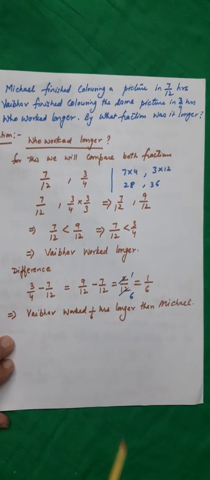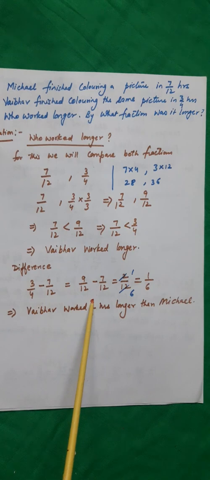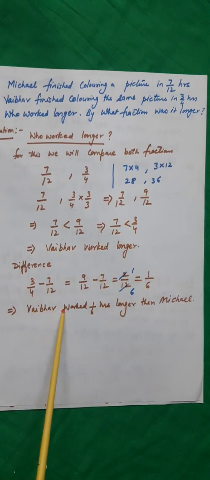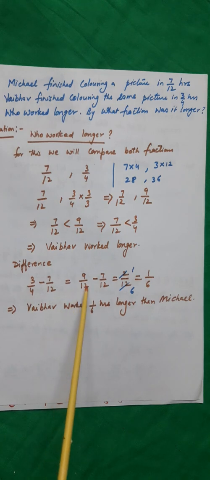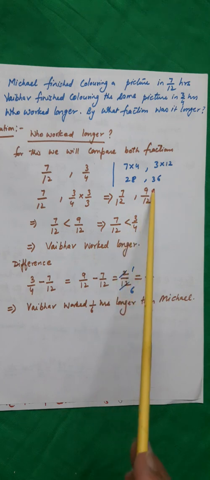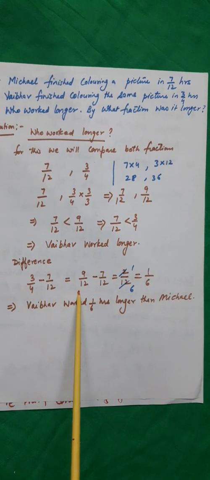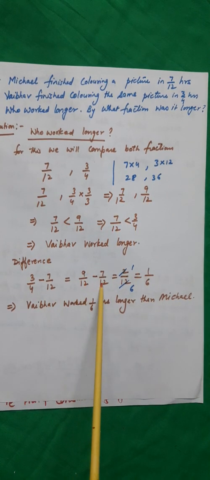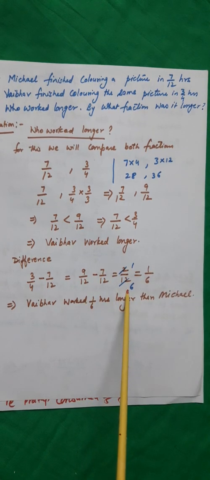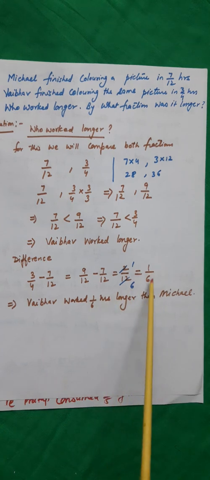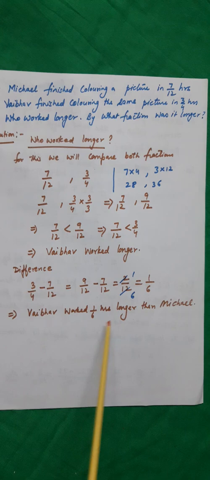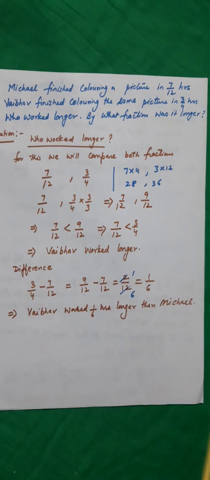Now for this, I will have to take the difference of the two. I know this is greater. So 7 upon 12 will be subtracted from this. This is equal to 9 upon 12. We have converted it into 9 upon 12. From here I have taken 9 upon 12 minus 7 upon 12. This is equal to 2 upon 12, which can be again cancelled and I get 1 by 6. That means Weber worked 1 by 6 hours longer than Michael.